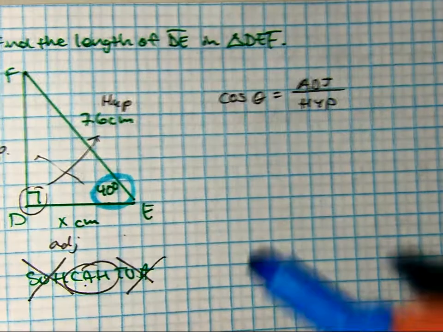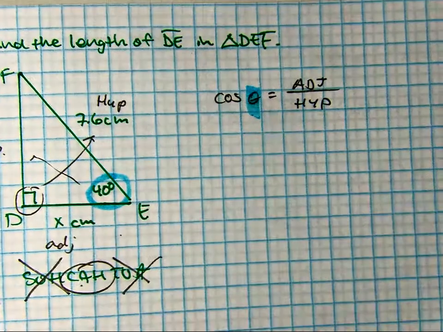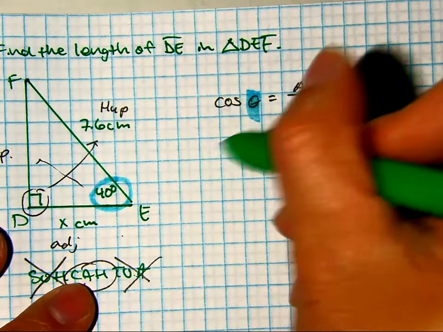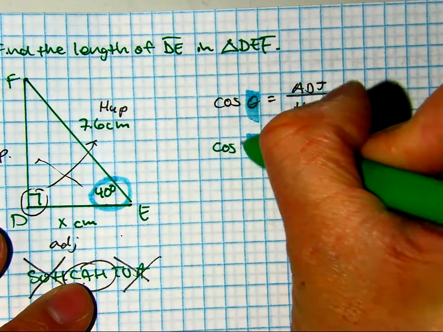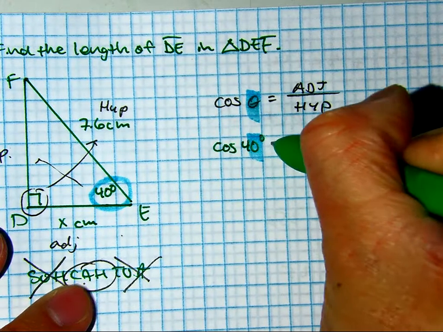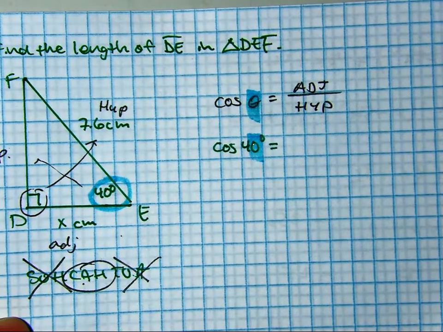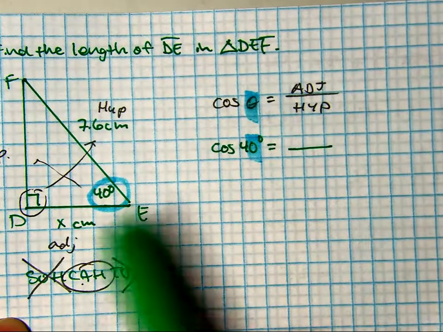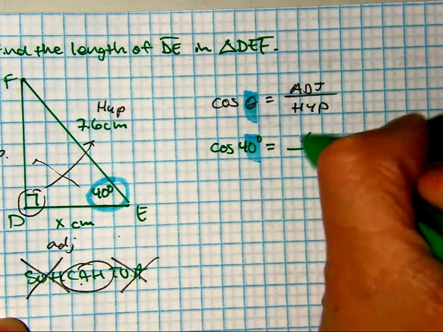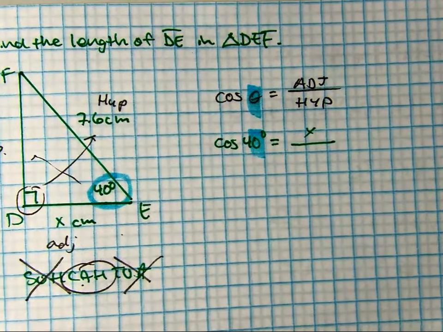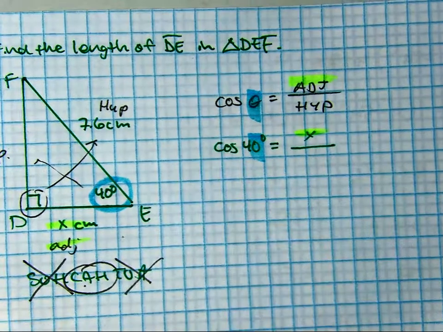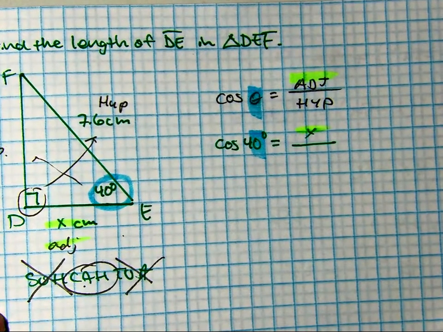In class, the given angle is how much? 40 degrees, so let's write that. Cosine of 40 degrees equals, how much is my adjacent? That's x. Let's label in colors. I have x. And our hypotenuse?